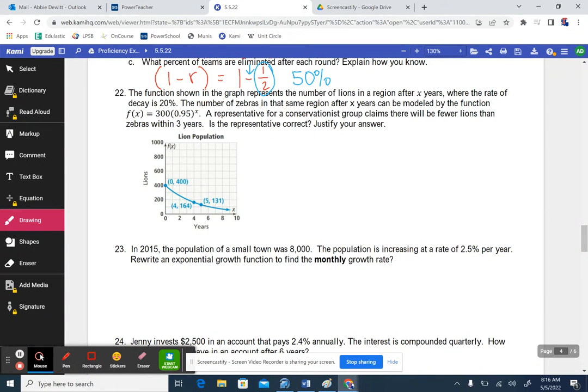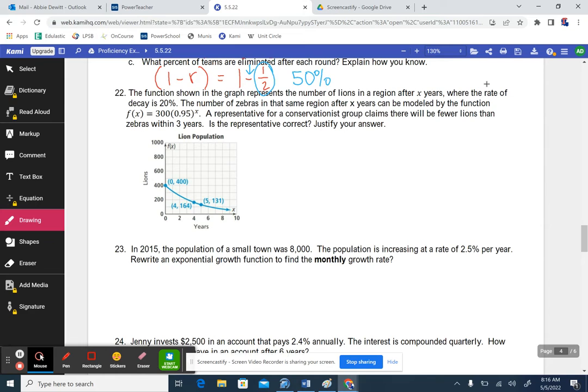Okay, for number 22, it basically just says that a representative is studying lions and zebras, and it's asking you, is it true that the representative is making a true justification that there will be less lions in 3 years than zebras? So let's look at the table, the graph over there for lion.